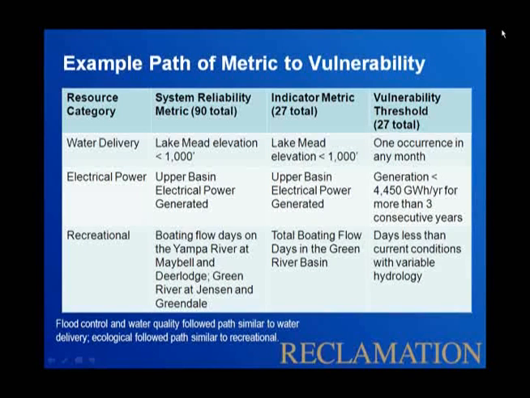So that's the second sort of approach for really quantifying and moving all the way from a metric to vulnerability. And I'll just note here that flood control and water quality were similar more so to water delivery, in that an individual metric was elevated because of its importance or significance, whereas ecological category followed more of the path of recreation, where we're developing a new indicator metric and vulnerability associated with that new indicator metric.